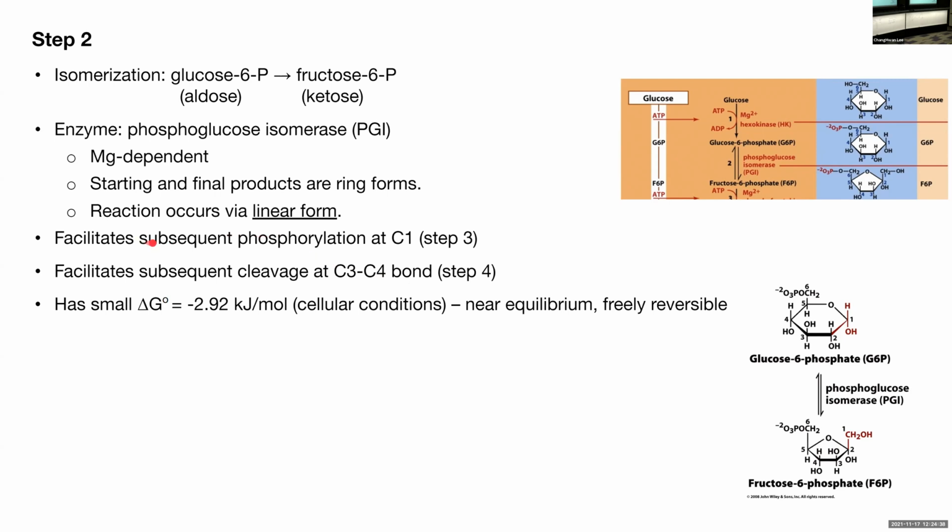So again, it just facilitates that attack at C1, and also facilitates the subsequent cleavage between C3 and C4, which is necessary to make 2 identical molecules in a later step. And this is an identical form, so it'll be easily attacked right here and make the breakage. But it has a small delta G naught value of negative 2.92 kilojoules per mole under cellular conditions. So it's already near equilibrium, meaning that they can be freely reversible back and forth.